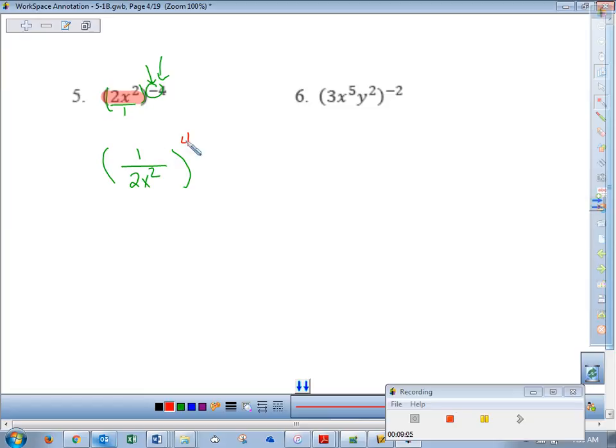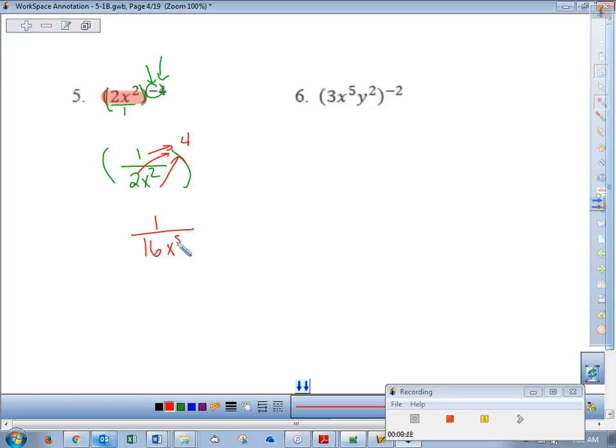But taking stuff to a positive exponent, you're pretty good at, right? So I wanted that exponent to be positive, so I reciprocated the base. Now every nugget in there needs to get raised to the 4th power. So 1 to the 4th power is 1. 2 to the 4th power, 16. And x squared to the 4th, add or multiply those exponents together.